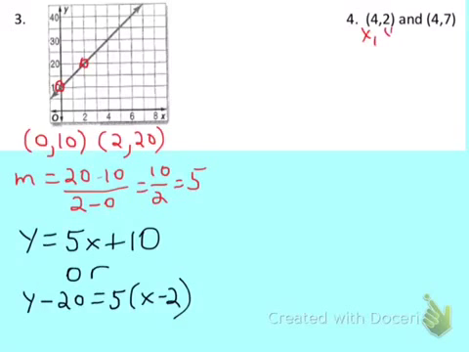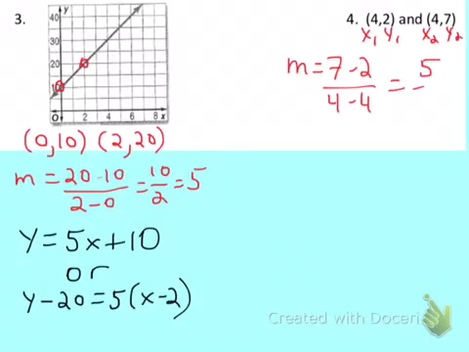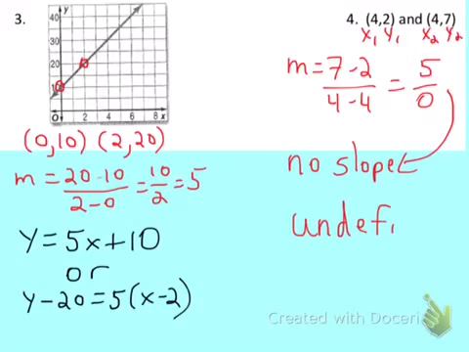Number 4, again, we need to find the slope. And this is going to give us a unique situation here. We have 5 over 0. Now we know that you can't divide by 0, because if you try to do that in your calculator, it's going to give you an error message. That's because when you try to divide by 0, it's undefined. You can't do that. So we say that it has no slope. So this line that contains those 2 points will not have a slope. So we call that undefined.